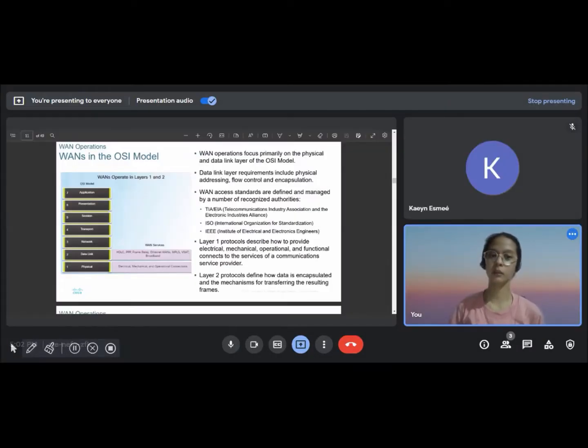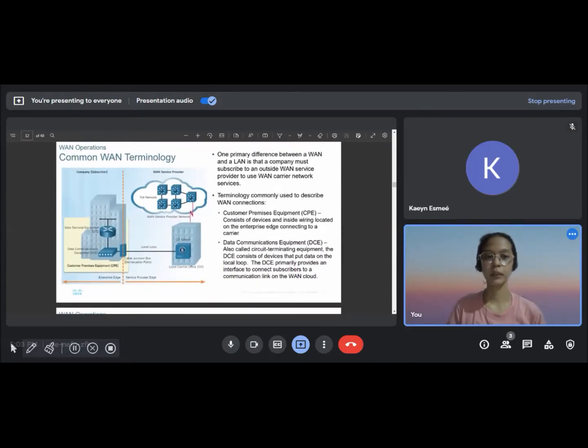WAN operations focus primarily on the physical and data link layers of the OSI model. Data link layer requirements include physical addressing, flow control, and encapsulation. WAN access standards are defined and managed by a number of recognized authorities, like the TIA or EIA, Telecommunications Industry Association and the Electronic Industries Alliance. ISO, the International Organization for Standardization. IEEE, Institute of Electrical and Electronics Engineers. Physical layer protocols describe how to provide electrical, mechanical, operational, and functional connections to the services of a communication service provider. Data link layer protocols define how data is encapsulated and the mechanisms for transferring the resulting frames.